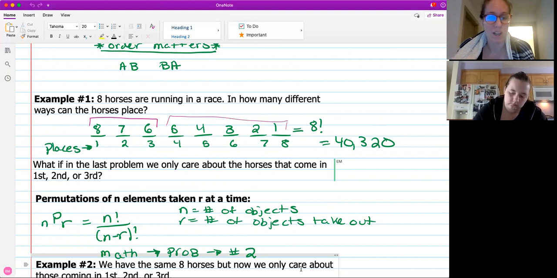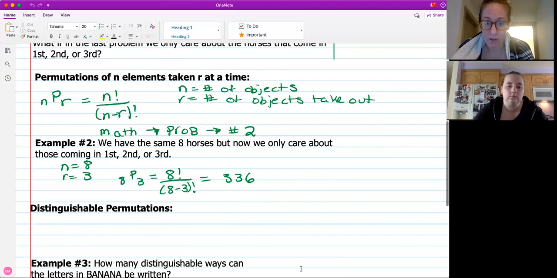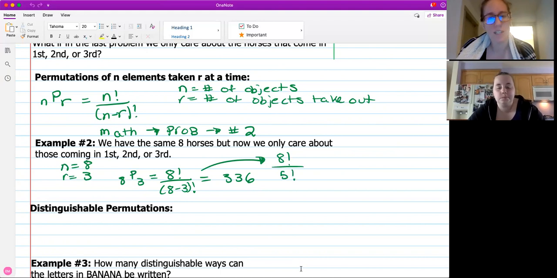Well, if you look at the equation, n factorial divided by n minus r factorial, you're just taking 8 factorial and dividing it by 5 factorial and then simplifying. So it's the same kind of concept. Some people like to think of it as the formula. Some people like to think of it logically, like what's happening, right?